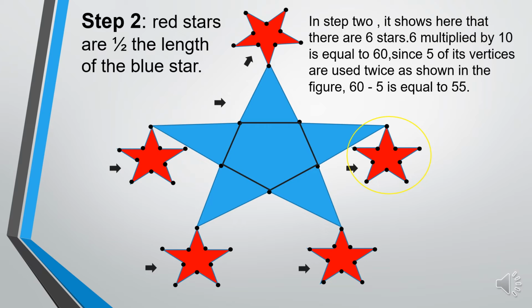Since 5 of its vertices are used twice as shown in the figure, 60 minus 5 is equal to 55. So the total number of dots added in step 2 is 45, since there are 10 dots given in step 1. So 10 plus 45 is equal to 55. Therefore, the total number of dots in step 2 is 55.